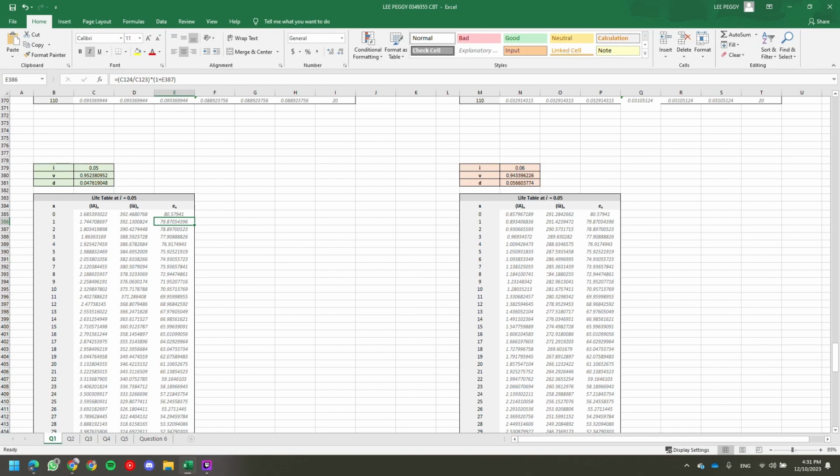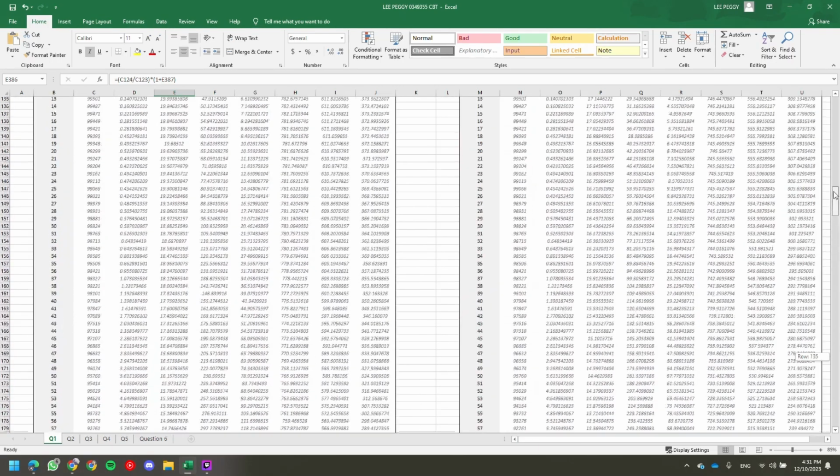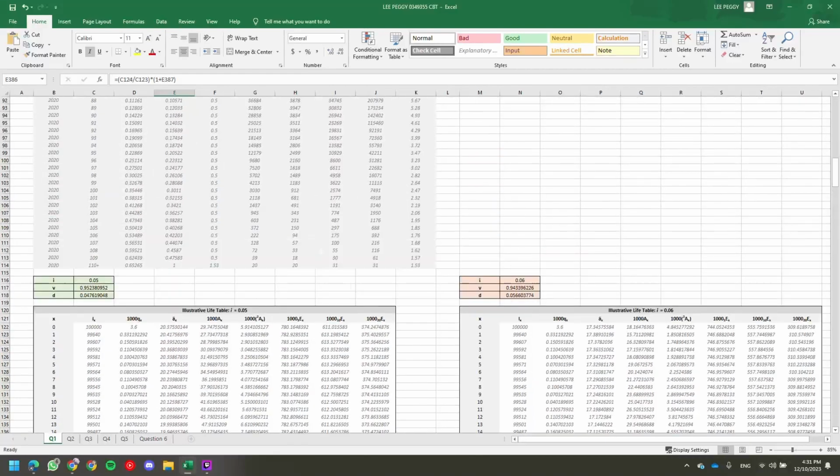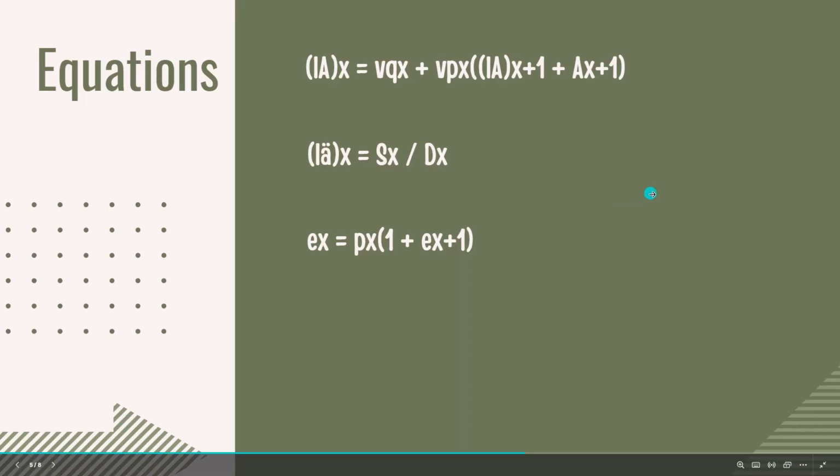So with this, we've completed question 1 by fulfilling all the requirements with all these tables. So now we move on to question 3.